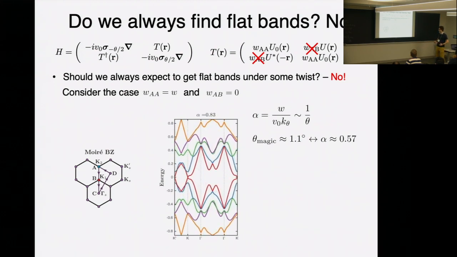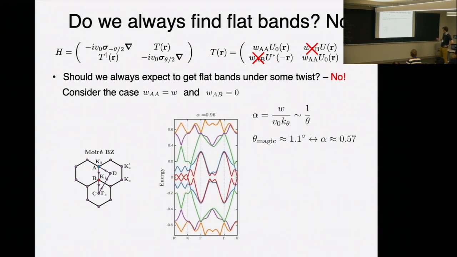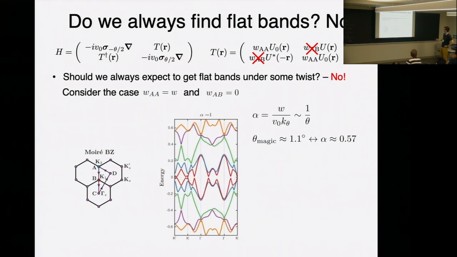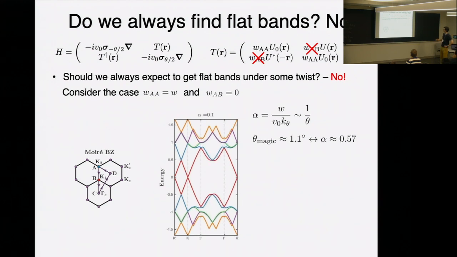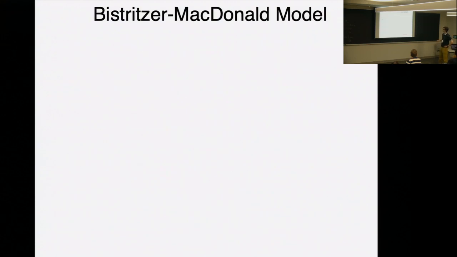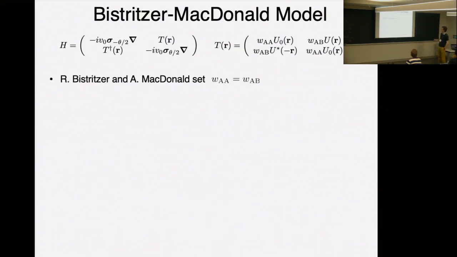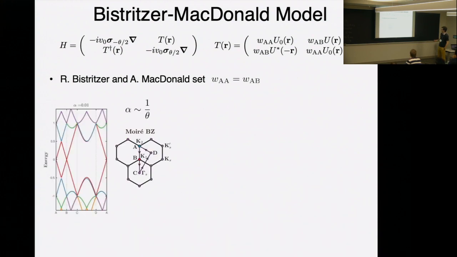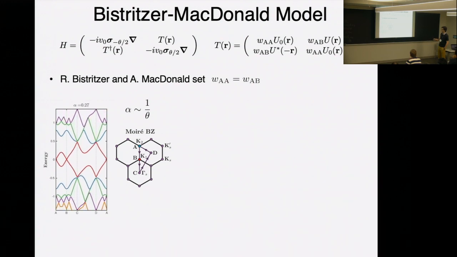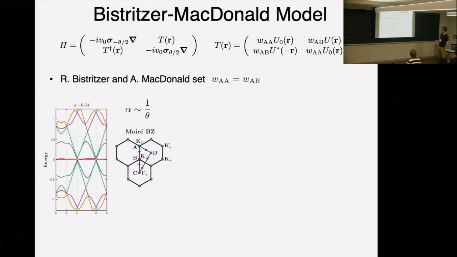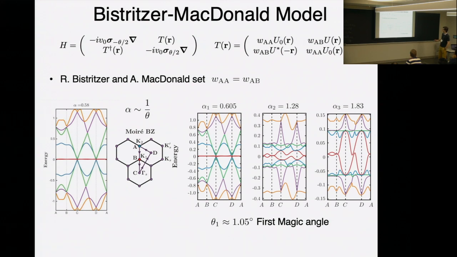Suppose we consider a model where we take this continuum model and switch off the off-diagonal terms and only keep the diagonal terms, W_AA. We'll try to look at the spectrum, so I have a movie. In this case, we won't see any flat band spectrum, and there's some massive spectrum. Though this criterion for energies is satisfied, there's no flat band formation. So there's no magic in this case.